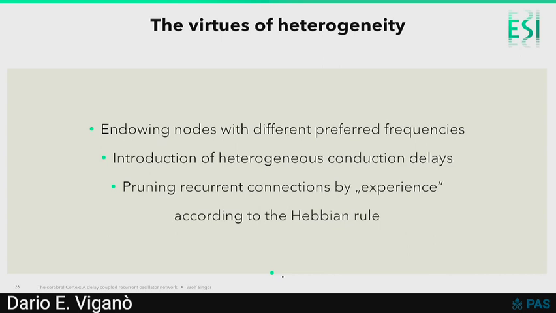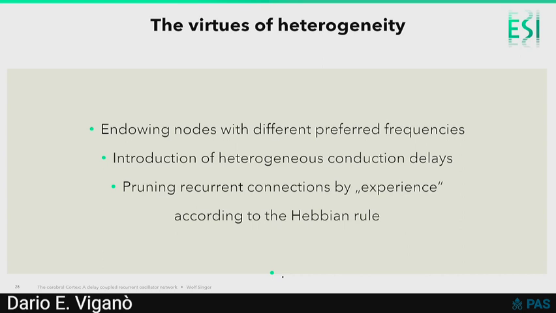Then we started to introduce what is so characteristic of natural systems, heterogeneity. We made the nodes prefer different oscillation frequencies. We introduced heterogeneous conduction times because, remind you, communication in the brain is not light speed. It's slowly conducting nerve fibers that have very heterogeneous conduction times. So all these nodes are coupled by delay. So we introduced those delays as realistically as possible using cerebral cortex as an example. And then we also did what nature does.